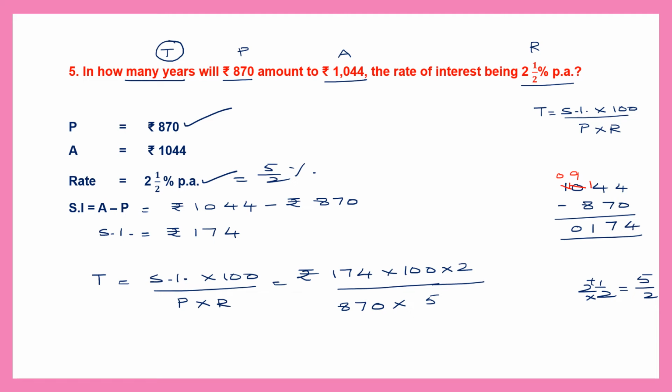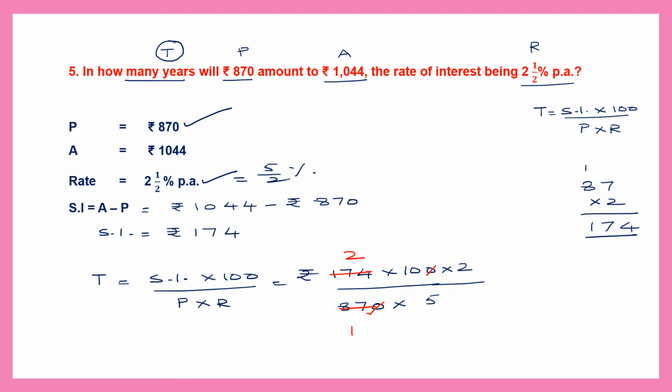Now let's see what we can cancel. We can cancel 0 and 0. Now what else can we cancel? Can we cancel 87 and 174? Let's try 87 into 2 and see what we get. 2 sevens are 14, carry 1. 2 eights are 16 plus 1, 17. We've got 174. So we can cancel 87. 1s are 87. 87 twos are 174. We can also cancel 5 and 10. 5 ones are 5, 5 twos are 10.